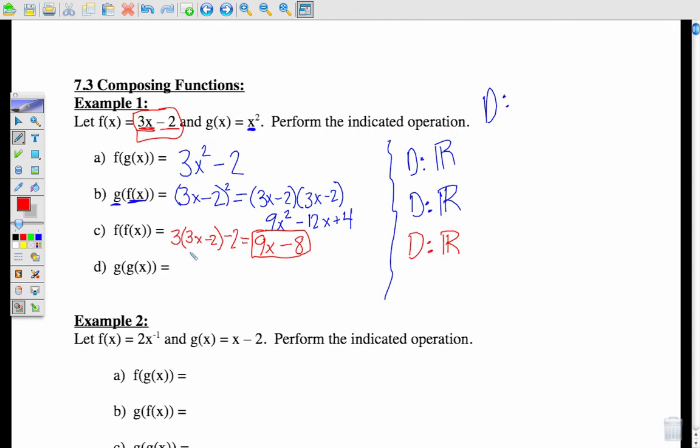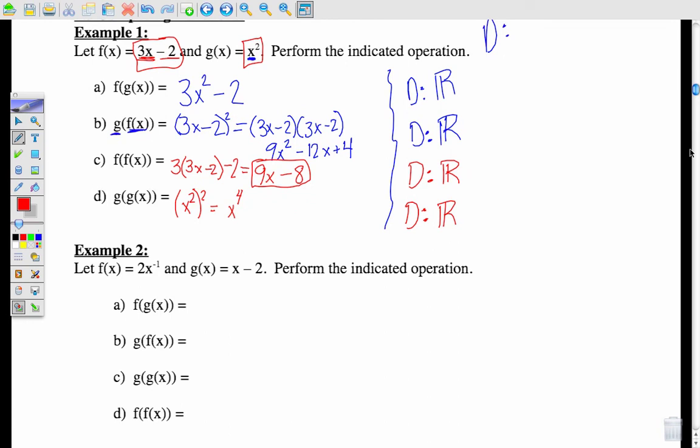And the last one would be g of x, where you've got to start here with your x squared, and everywhere you see an x, you put x squared. Making sure I put things in parentheses, I end up with an x squared squared, which is x to the 4th. Again, the domain here does not break either of my rules, so it is all reals.